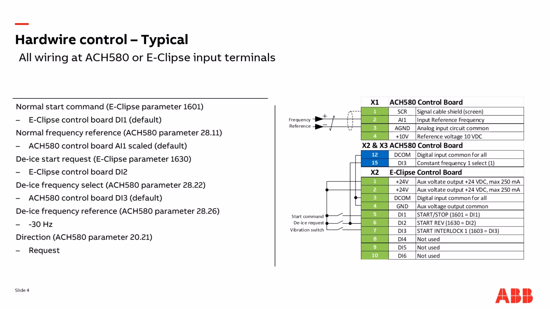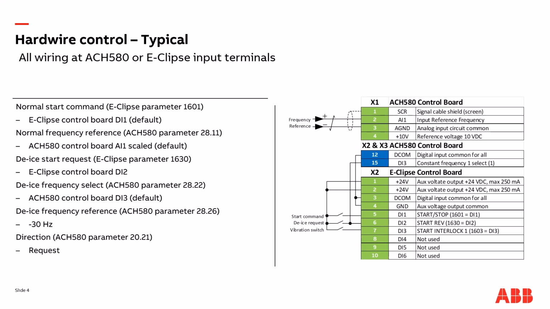And as well, it will command reverse operation. For the de-ice frequency reference, we're going to use the same input wired to digital input 3 of the ACH580, which will be configured for the constant speed required for the de-ice operation. And then finally, for the reverse operation, we need to make sure that the ACH580 is set up to allow reverse. And to the right is a wiring diagram that summarizes what this wiring would look like, which has terminal designations for both the ACH580 and the E-Clipse control boards.